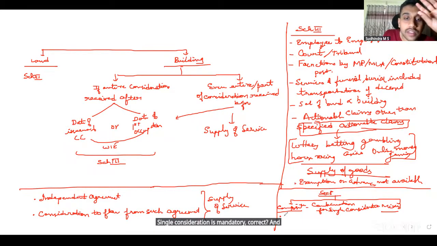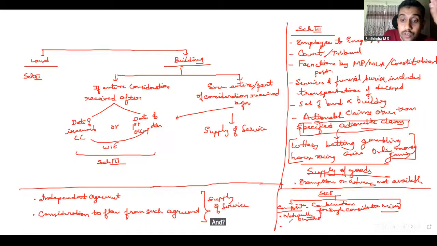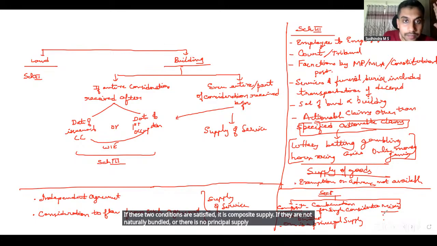And if in that combination with single consideration, they are naturally bundled and a principal supply exists, meaning one of them is a principal supply, and these two conditions are satisfied, it is a composite supply. If they are not naturally bundled or there is no principal supply, it is a mixed supply.